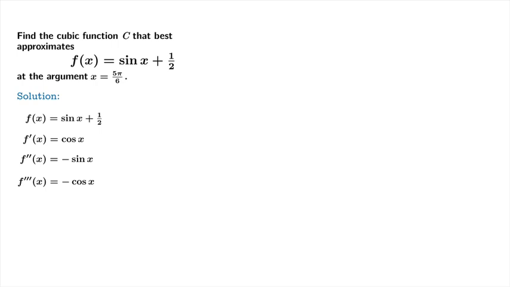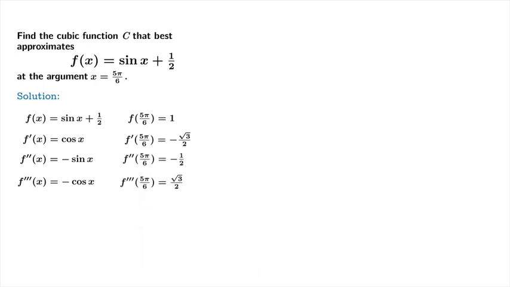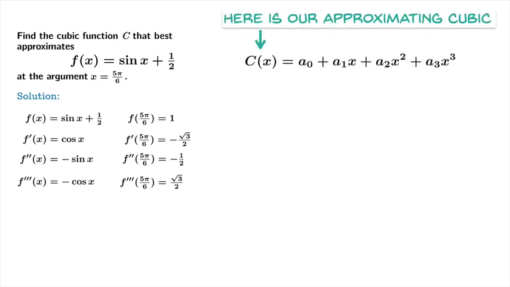And we care about the argument 5 pi over 6, so we're going to be plugging in 5 pi over 6 to all these functions. And you should double check all this and review, polish off your trig if you need to, but these are the values of f and the first derivative and the second derivative and the third derivative, all at 5 pi over 6. So now here's our approximating cubic function.